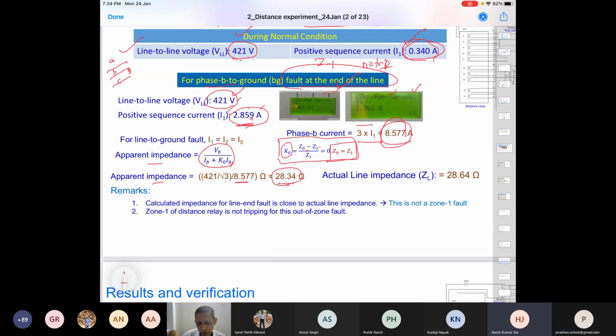So therefore, the apparent impedance in this case will be VB upon IB. We know the value of VB, which is 421 by root 3, and IB is 8.57. So this gives 28.34 ohm.